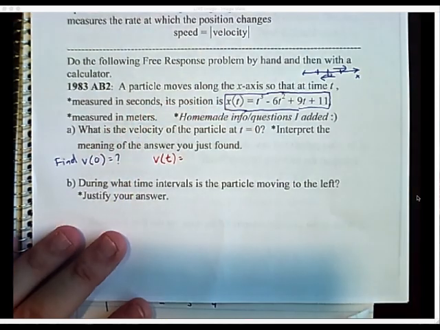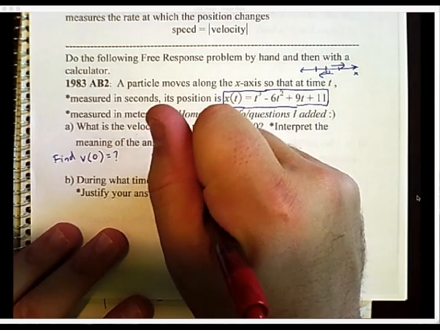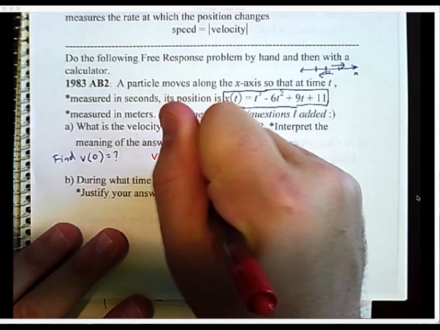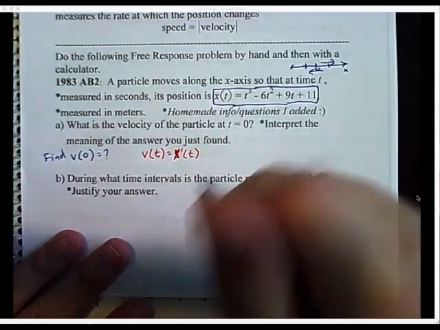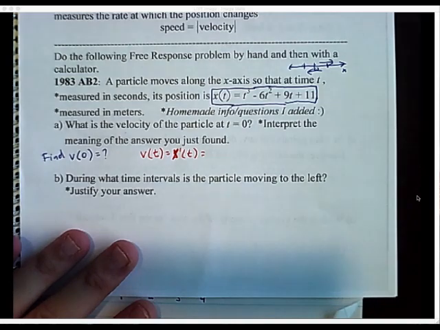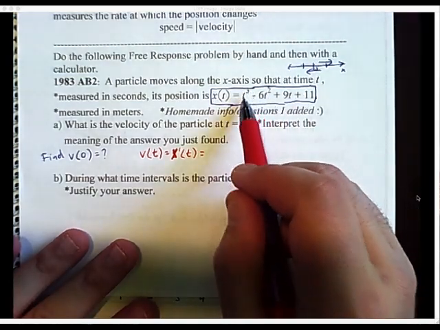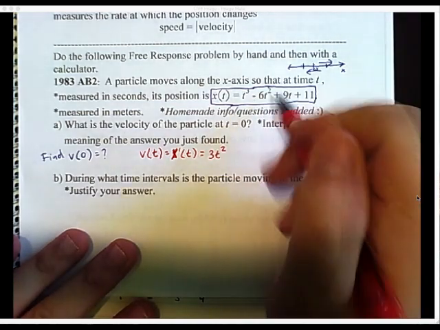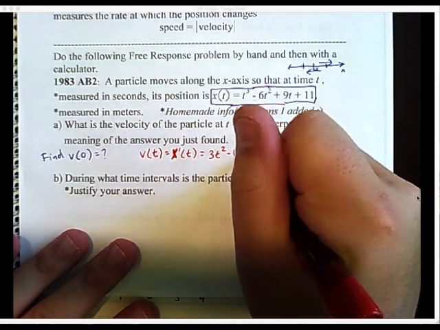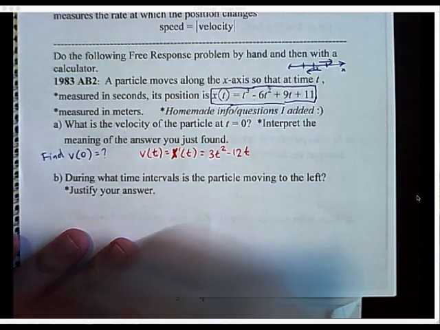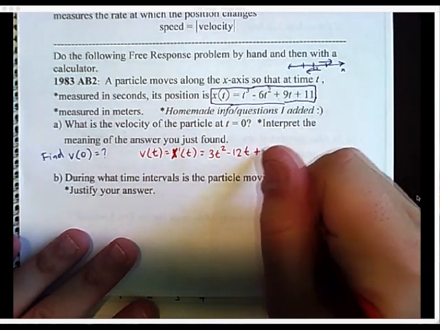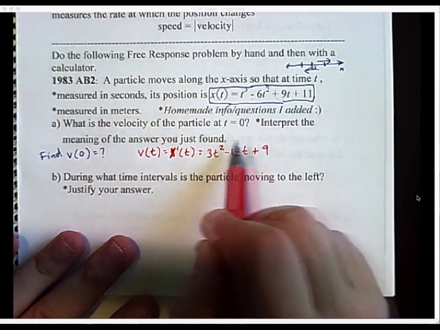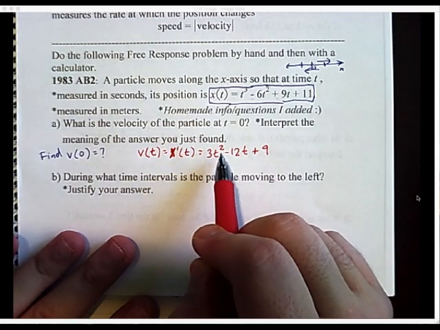And what do you know about V of t? Velocity is the derivative of position. Well, here they called it x, sorry. So for the velocity function, take the derivative of position: the 3 comes down, so we'd have 3t squared. Negative 6 times 2 is negative 12. Bring the power of t down from 2 to 1. Derivative of 9t is just 9. Derivative of a constant is 0.